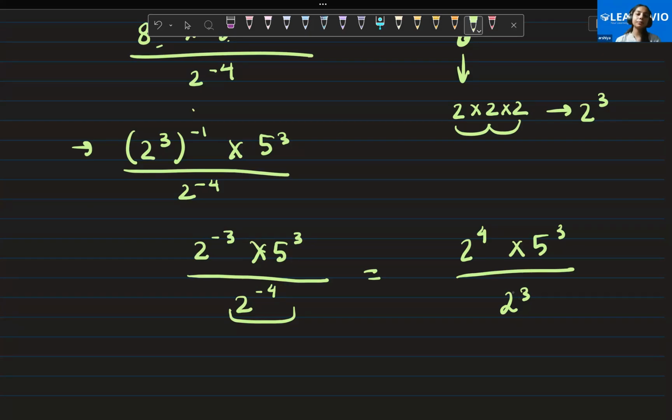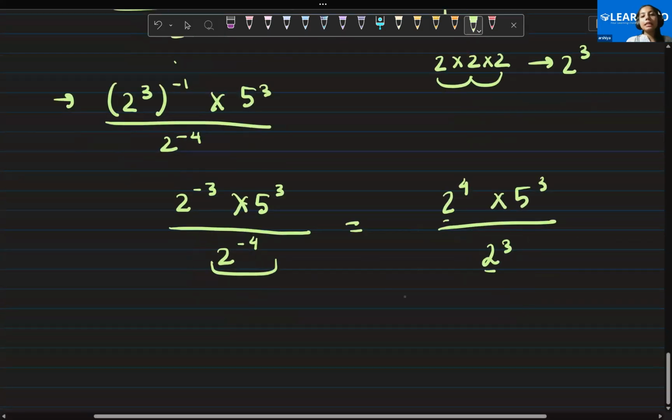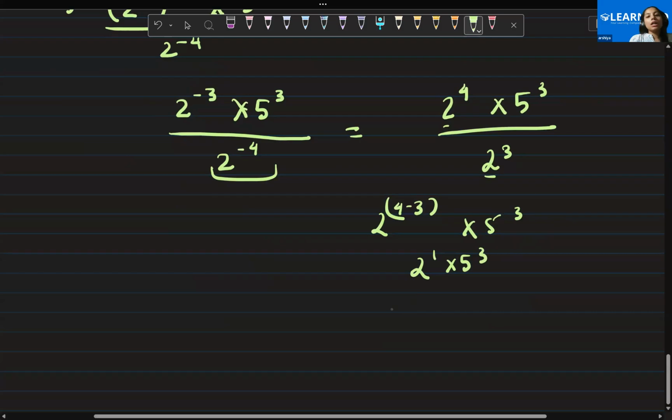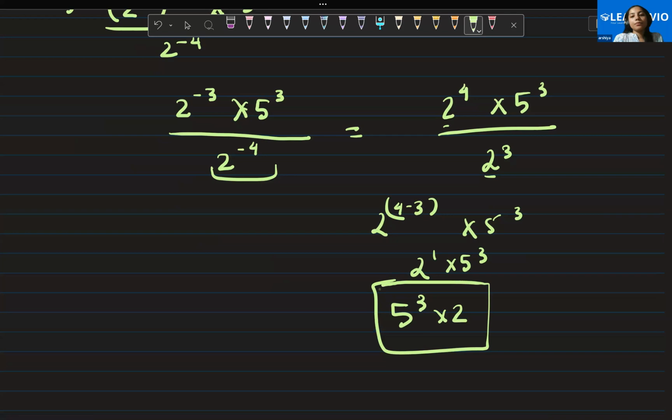So far, is it clear? Yes, ma'am. Now we can do two things. First of all, the bases are same, so I can subtract the power. Yes, we'll do that only because we cannot divide 5 and 2. So bases are same, we'll subtract the power. So 2 raised to the power 4 minus 3 and times 5 raised to the power of 3. So this will be 2 raised to the power of 1 into 5 raised to the power of 3. Okay, so your answer is 5 cubed times 2. Is it clear? Yes, ma'am.